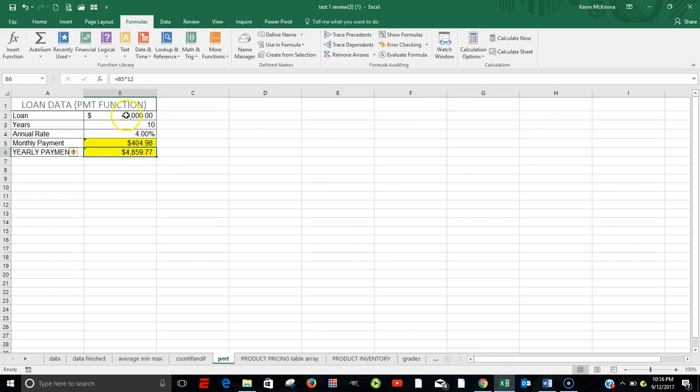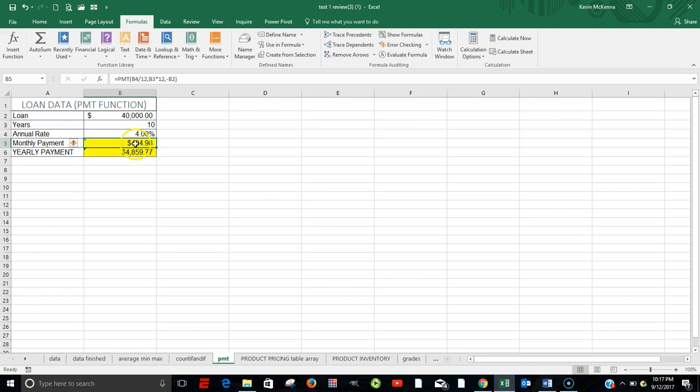But once again, an extremely powerful function, and it's something that you really can use for the rest of your life. For any type of loan that you're taking out, be it for college, a car loan, a mortgage loan, or for that matter, a business loan, it works the same way.